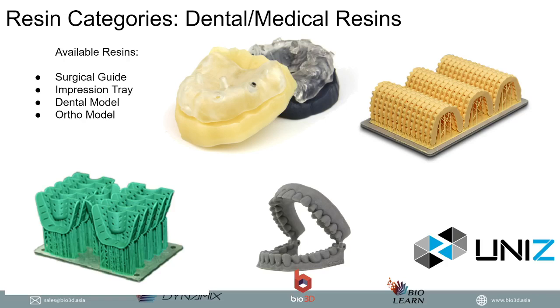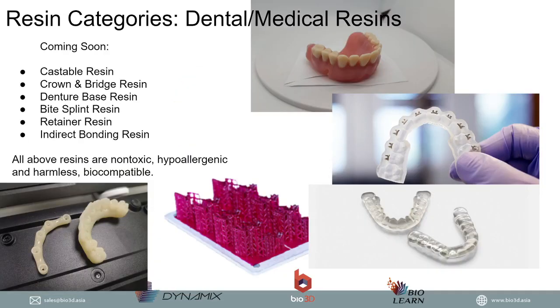The dental model resin was primarily designed to print really quickly for a high volume lab to check for fitment on crown and bridge work, if that's what they want to utilize it for. Or it was designed to quickly print models to use for your aligner workflow. All right, so these are the available resins currently. These are the resins that will be coming soon.